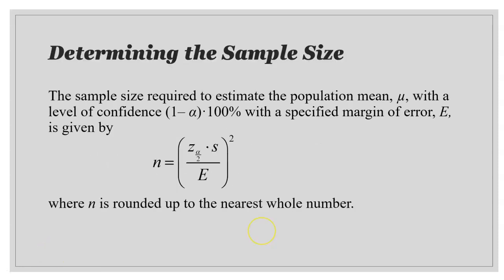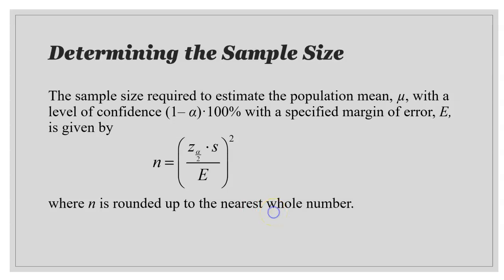Sometimes we need to determine the sample size to get a certain level of confidence for a confidence interval that we want. And this is the formula to find it. We are looking for the population mean. Okay, so the sample size is equal to the critical Z value times the sample standard deviation divided by the margin of error that we want, squared. And you always round your n up to the nearest whole number.